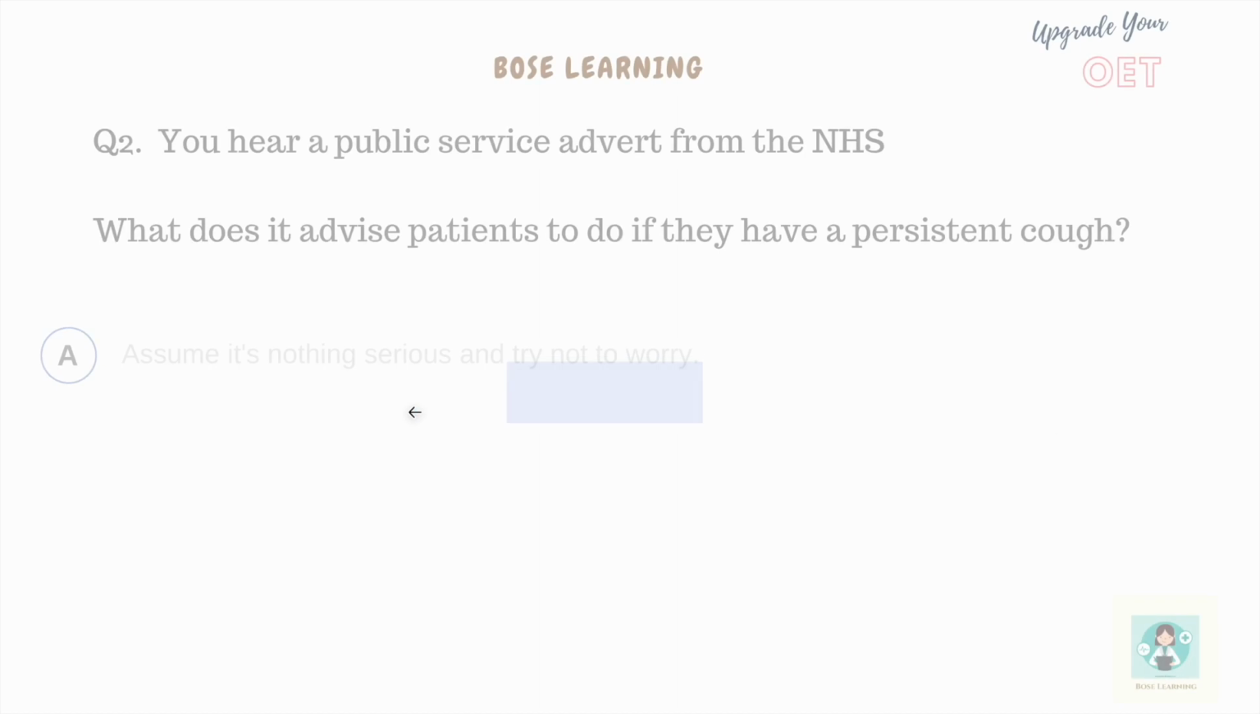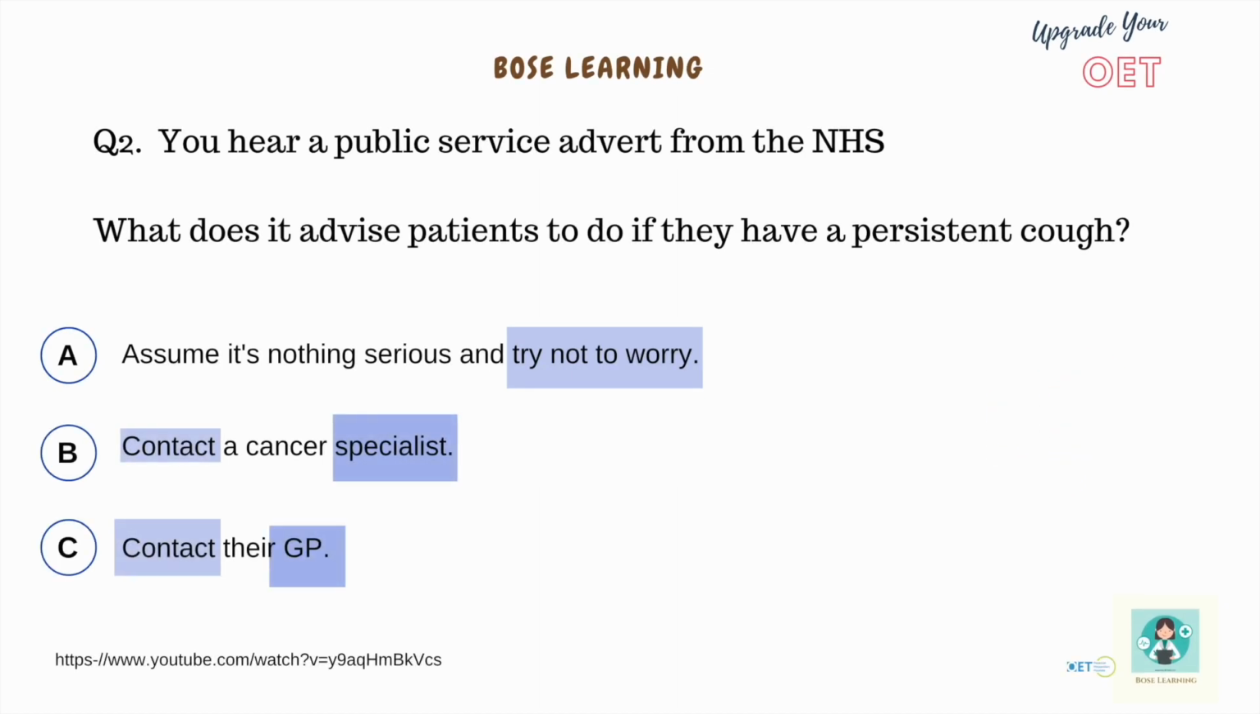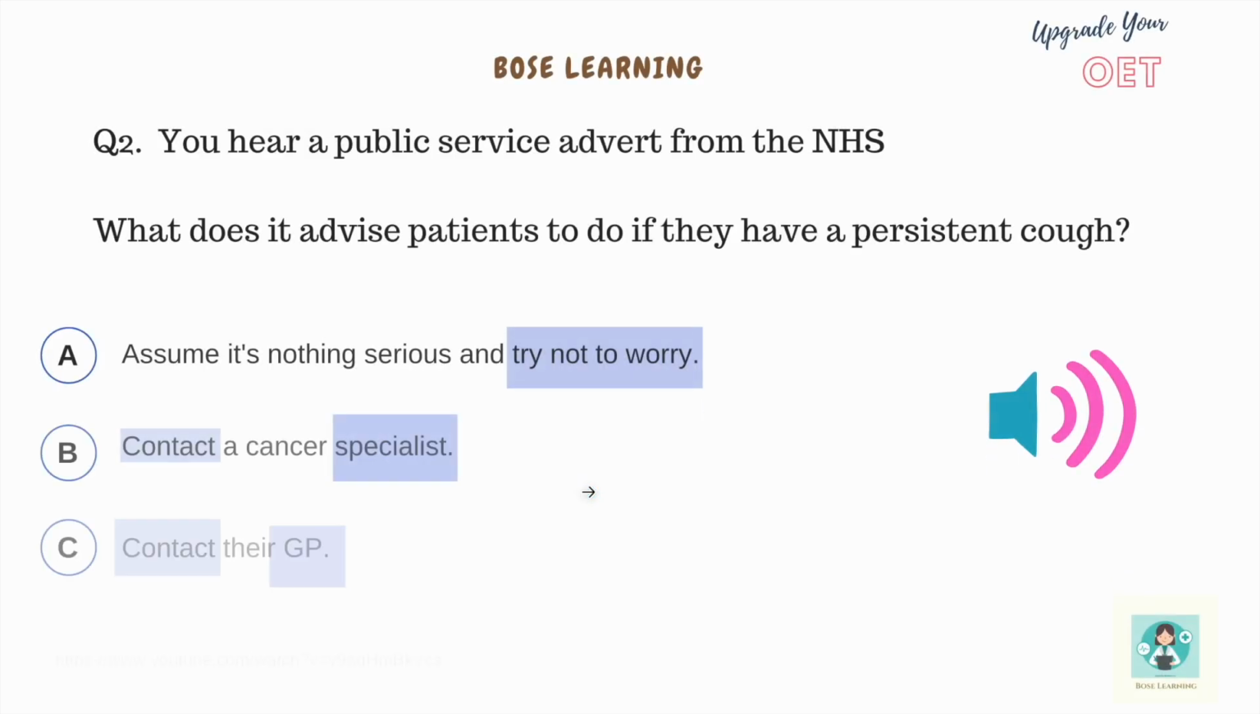So let's take a look at the differences here. We've got assume it's nothing and try not to worry. So is the main message that they shouldn't worry? Or is it to contact somebody, in which case, who should they contact? Should they contact the specialist or their GP? Don't assume anything before you listen. Listen to everything and then try and answer. Here we go.